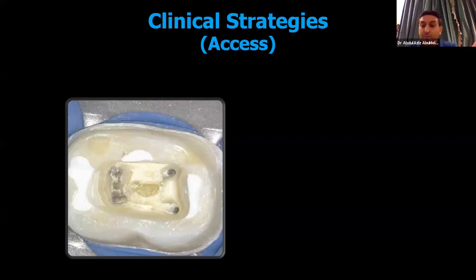In this case, you can see how many canals. There are five: mesiobuccal, midbuccal, and mesiolingual, and you have distobuccal and distolingual. If I have a limited axis or a conservative axis, you need to see it. This is an ideal axis because you have the walls.